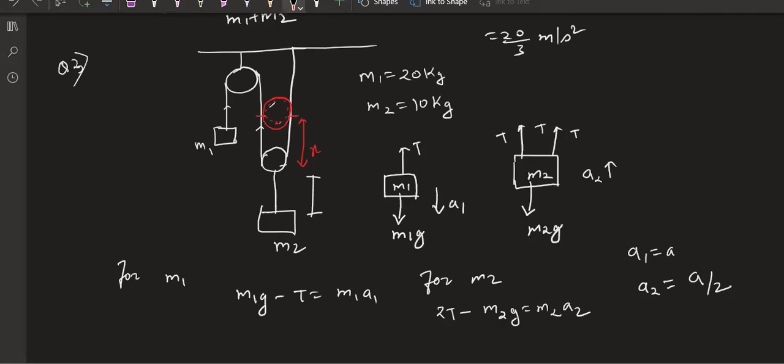Obviously this should come down. The mass m1 will come down. Now how much distance will it come down? 2x only. Everyone, understood this? That's what I said. If the distance covered by m1 is x, then the distance covered by m2 is x by 2. Got it, everyone?